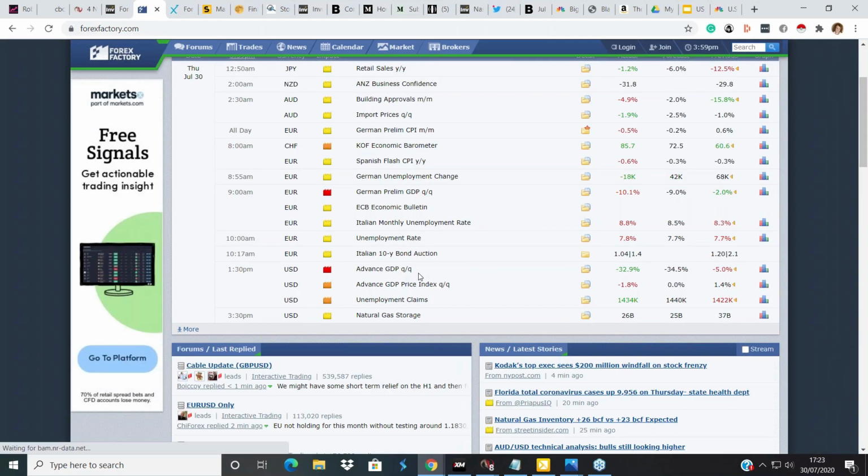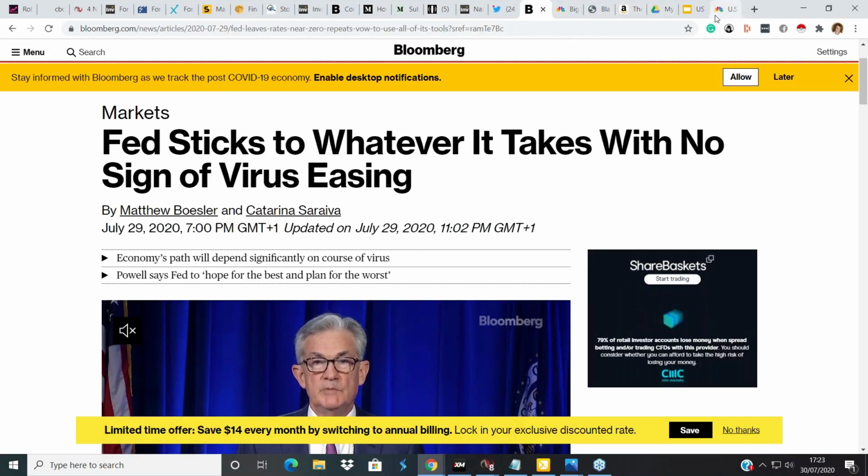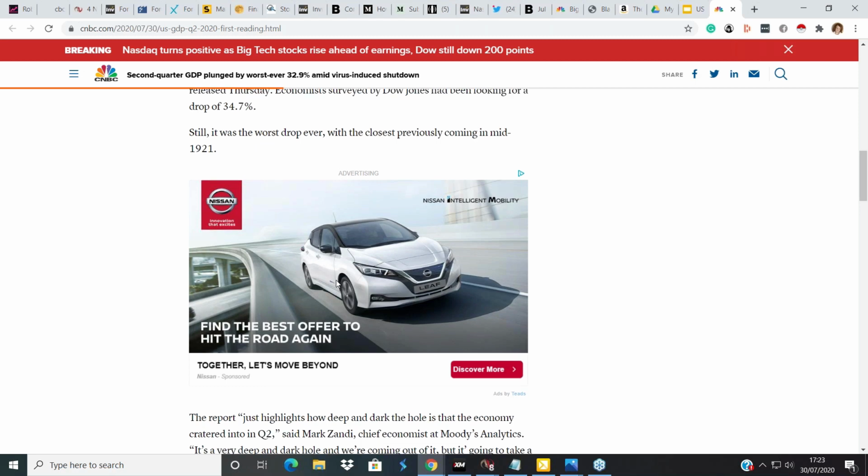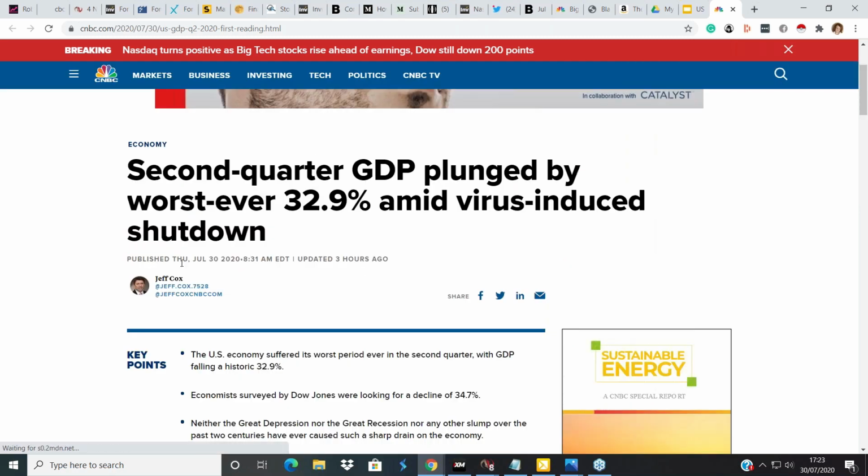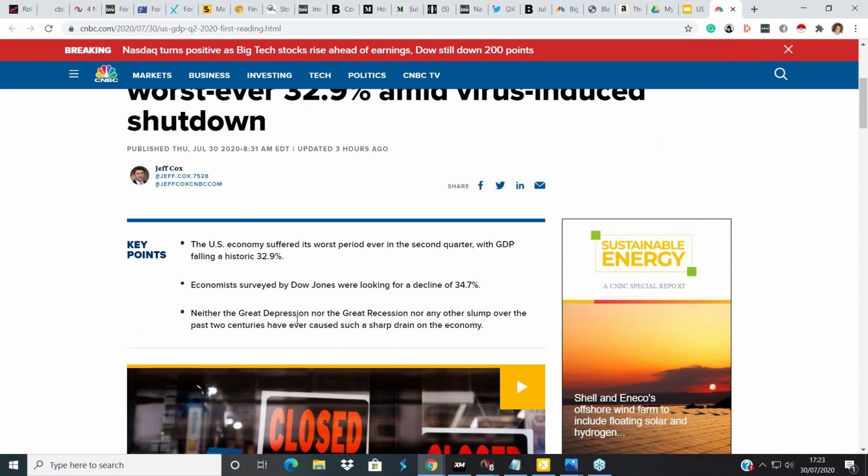We've had advanced GDP come in. It was forecast at -34, and it came in marginally better at -32. But as Bloomberg said, second quarter, it's the worst ever. Neither the Great Depression nor the Great Recession nor any other slump in the past 2 centuries have ever caused such a sharp drain on the economy.